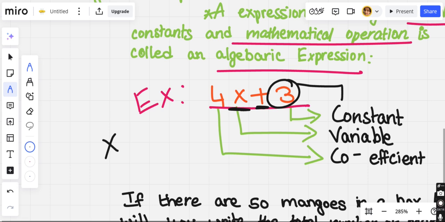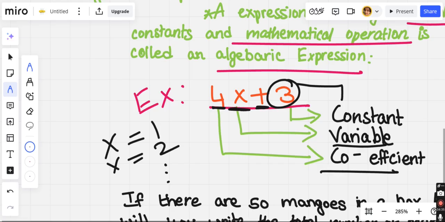x is going to be a variable because I don't know which number comes in the x. Maybe x is equal to 1 or x is equal to 2 or it goes on, but I don't know. So it is a variable, since I don't know what number it is, and it is hidden by a letter. Next is the number 4, so it is a coefficient. You will learn it in the higher class.